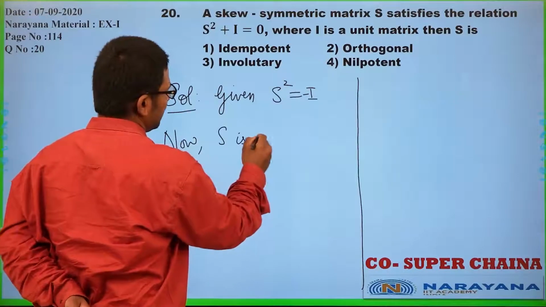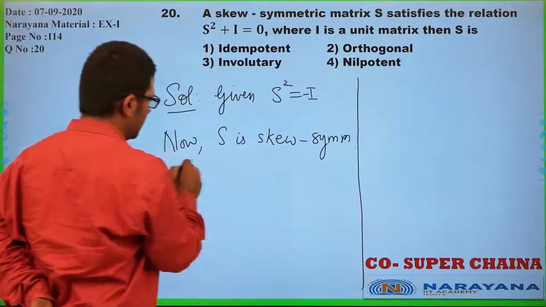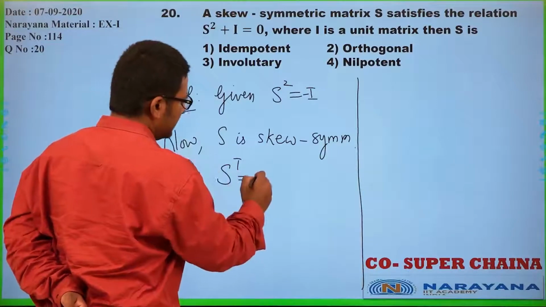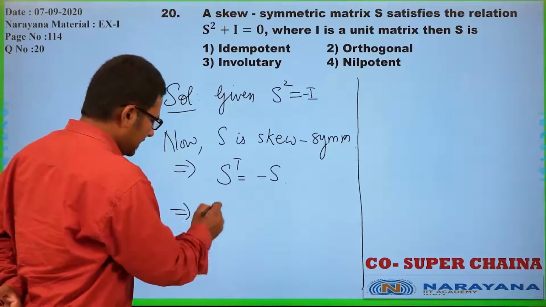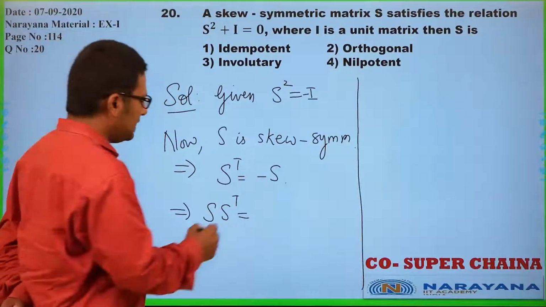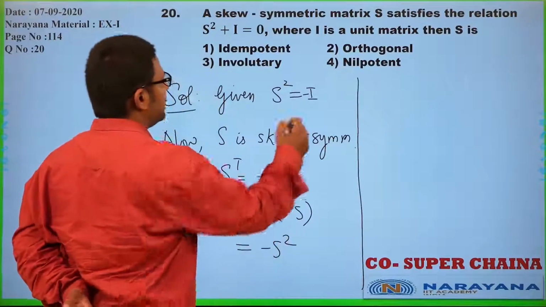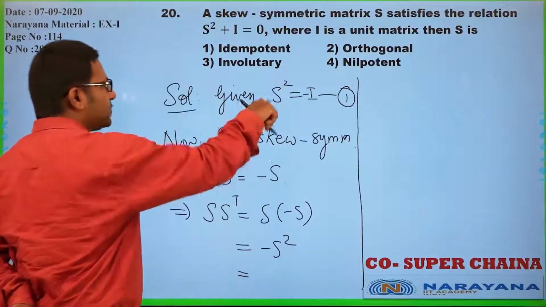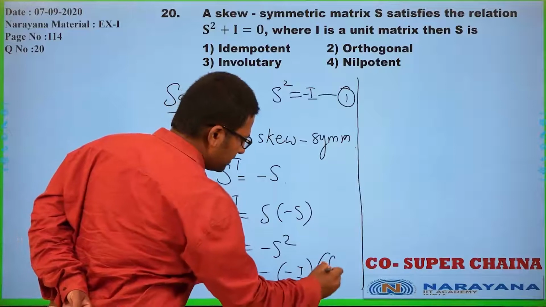S is skew symmetric, right? What is the definition of a skew symmetric matrix? That S transpose is minus S. So S into S transpose would be what? S into S transpose would be S into minus S, which is minus S square, and you label this as equation 1. But S square is minus I, right? So this is minus of minus I from 1.